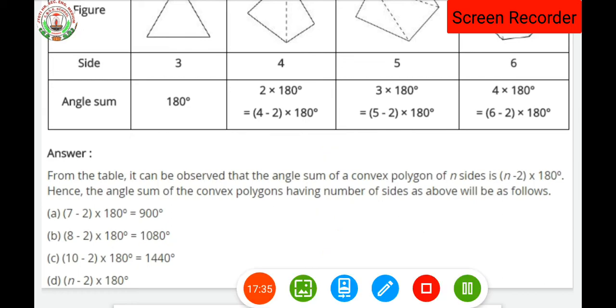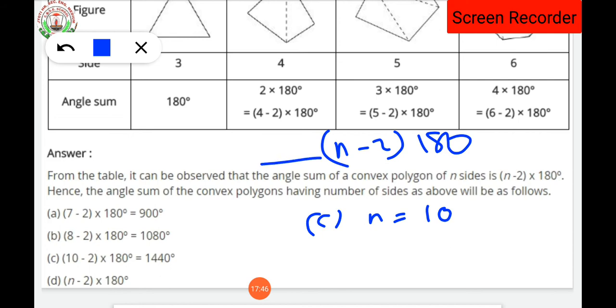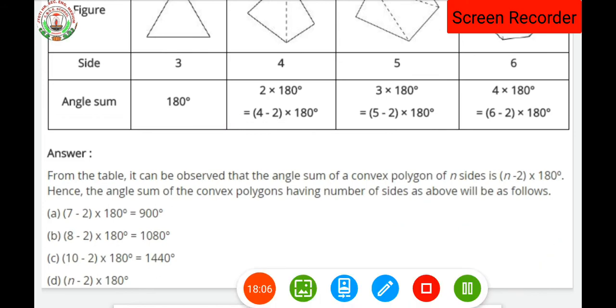Now in the same way for the C part of the question, the number of sides given is 10. So the formula is N minus 2 into 180 degree. Now you will ask, teacher, where does this formula come from? From the question itself. The N value is 10, so 10 minus 2 is 8. 8 into 180 degree equals 1440 degree. Clear?